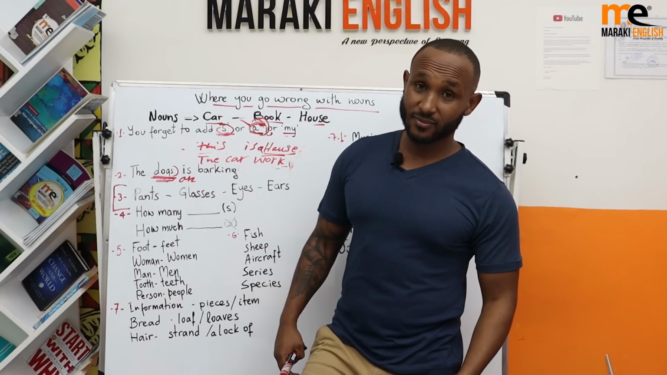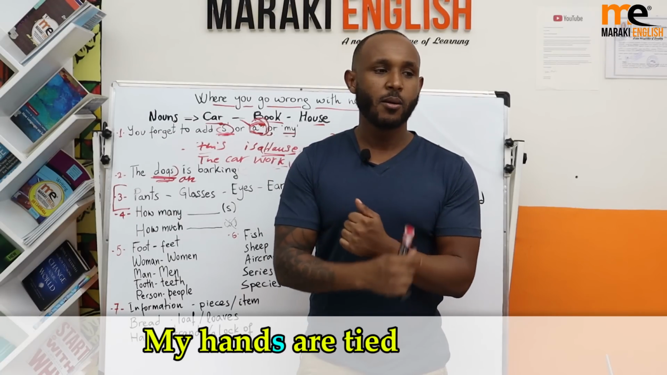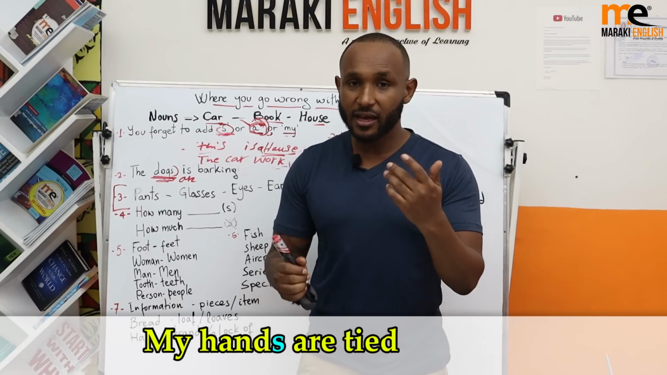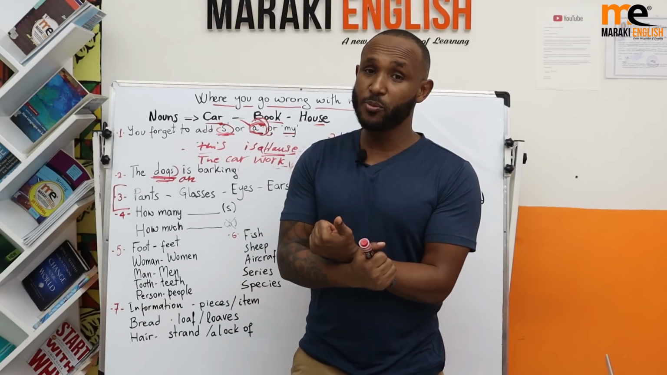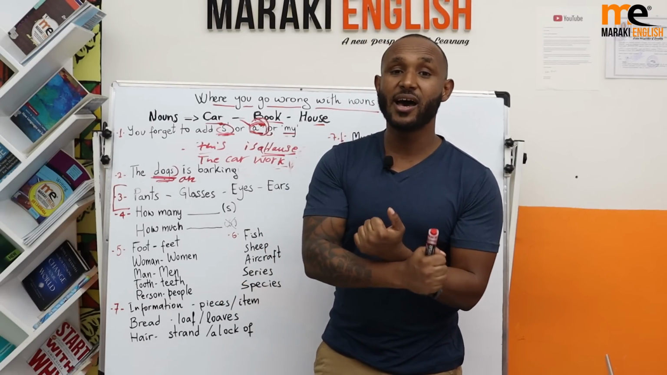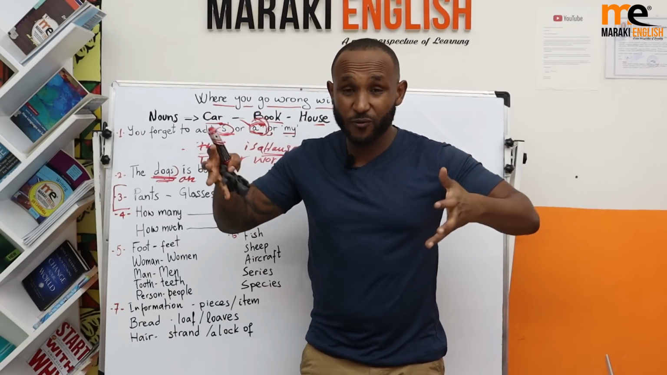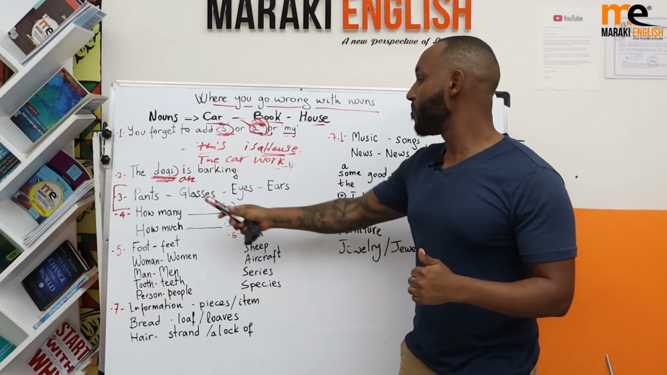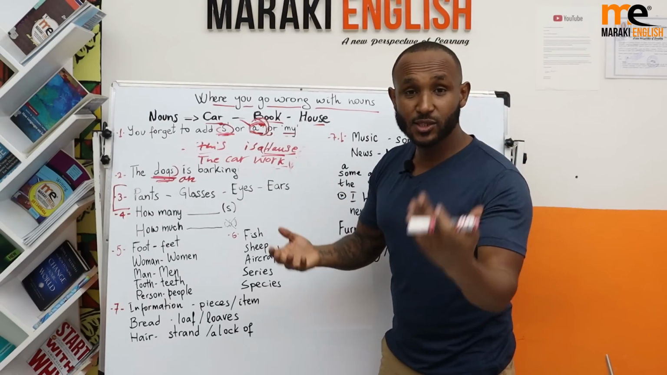Legs, leg, hands. My hands are tied, not my hand is tied. No. And that means you can't do anything and it's out of your control. I wish I could help you, but my hands are tied. My hands are tired, man. So if you're talking about a pair of things, then make sure you use plural nouns. That's it.